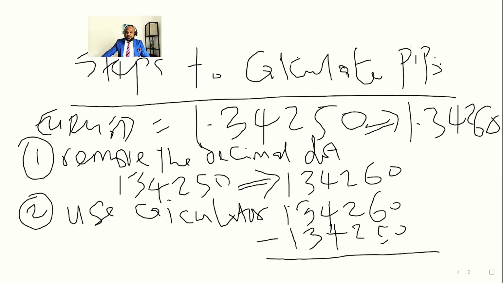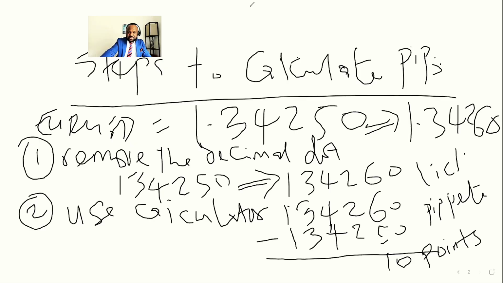Now, the final step. The 10 that you got is called what? Points. It's not called pip. It's called points, or some books call it pipettes, or some books call it ticks. Whatever a material or book calls it, it is the same thing. It means this price has moved by 10 ticks.